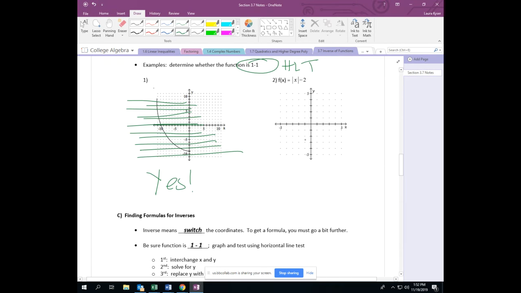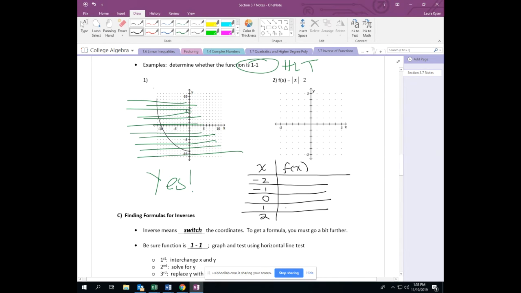Now, to check the second one, we have to draw the graph. So I'm going to make a table. And in my table, I'm going to pick -2, -1, 0, 1, and 2, and plug them in. This is an absolute value function. You probably already know what an absolute value function looks like because we have talked about them. But I'll draw the picture anyway just so that we can take a look. And so we're going to plug each one of these values in, starting with -2.